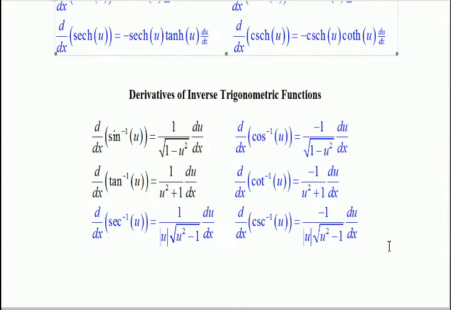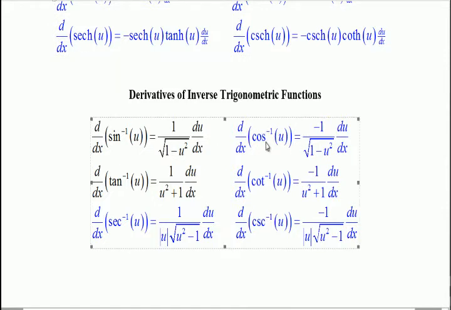The derivative of the arc secant of u is 1 over the absolute value of u times the square root of u squared minus 1 times du over dx. And once again, the ones that start with co have a negative, and they're just the opposites of what we have here. The derivative of inverse sine is 1 over the square root of 1 minus u squared du over dx, and the derivative of inverse cosine of u, arc cosine of u, is negative 1 over the square root of 1 minus u squared du over dx. And the derivative of arc tangent is 1 over u squared plus 1. The derivative of arc cotangent is minus 1 over u squared plus 1. Of course, both of those have times du over dx.